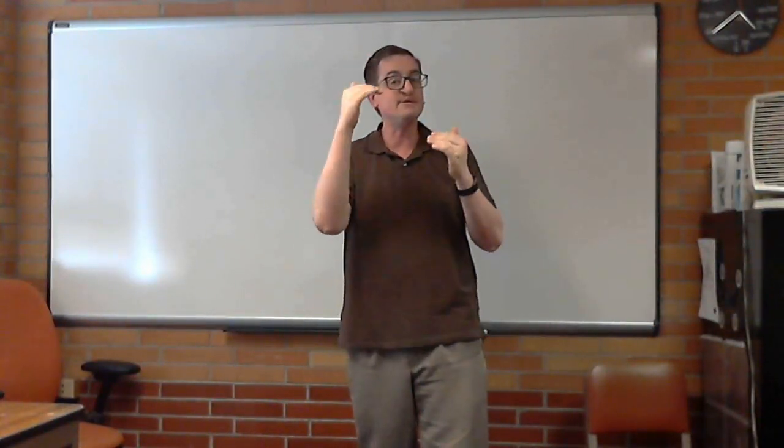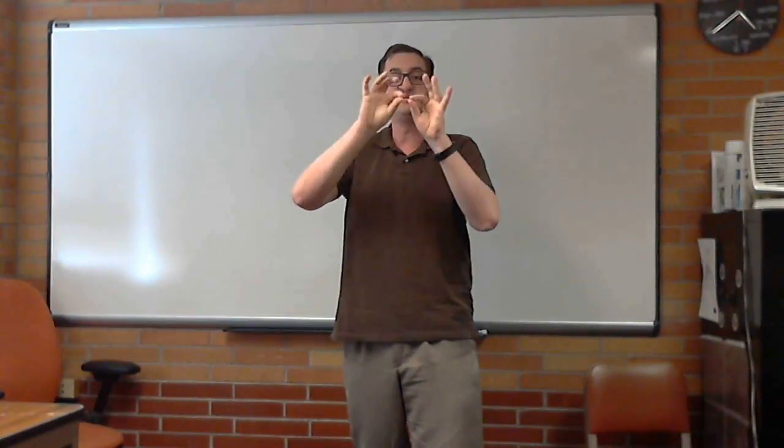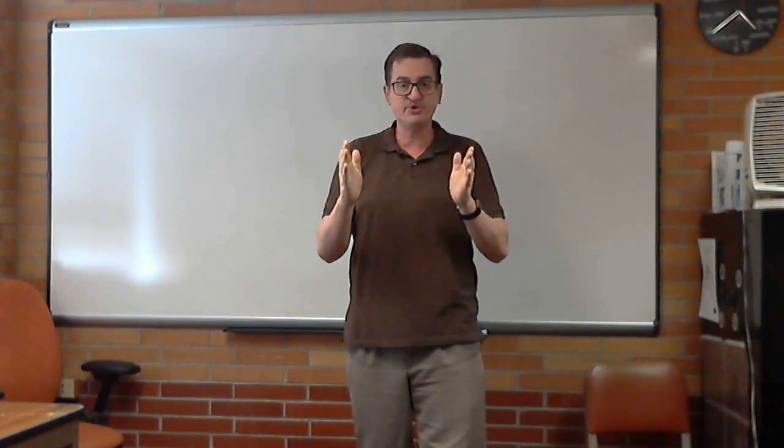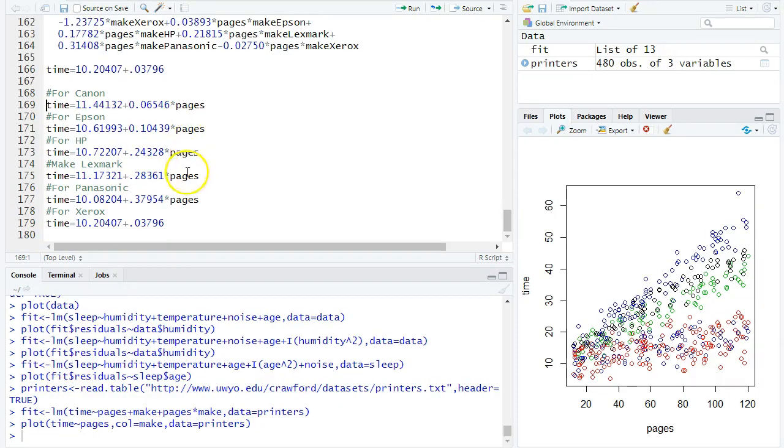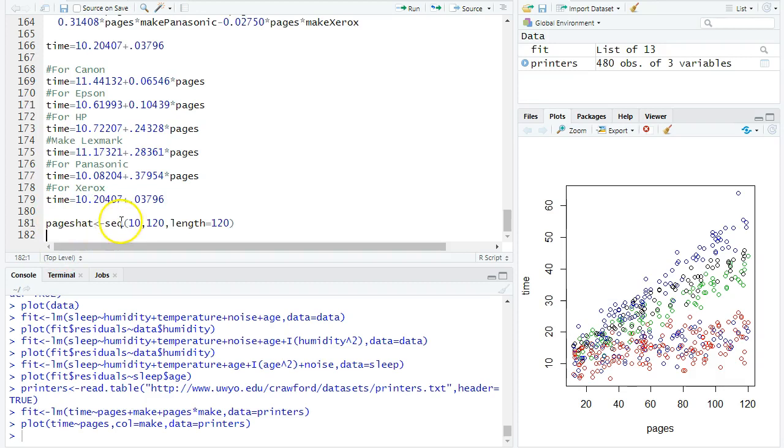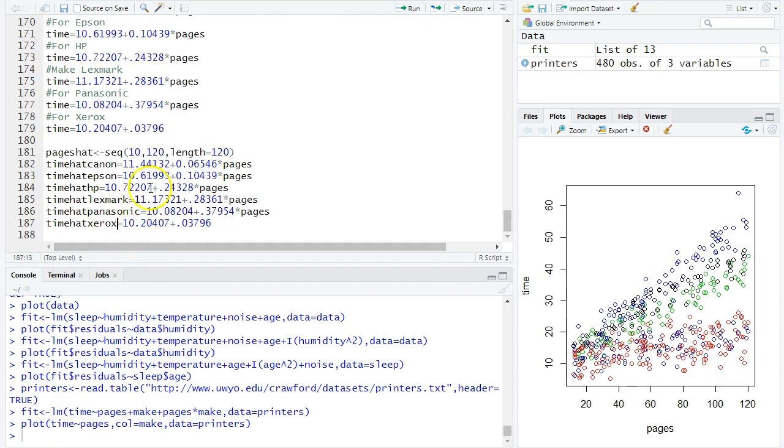Let's go back to the same data set we were just looking at. We have our 6 different prediction equations. Let's draw the lines on there and make it look pretty. Here we've made all 6 of our prediction equations, and we could turn that into lines on the graph by making us an x hat variable, and then each of these becomes its own unique time hat for Canon or Epson or HP or Lexmark, Panasonic, and Xerox.